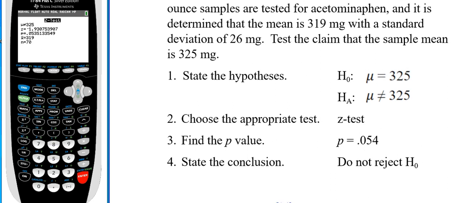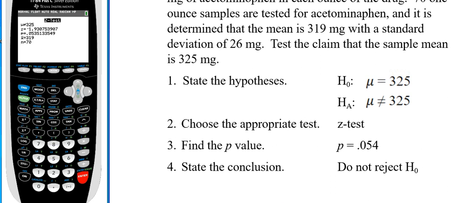Here's what this means. It means we have some evidence to show that the average maybe isn't equal to 325. But based on this, it's not strong enough evidence. So based on the evidence we have, we can't reject that idea. Okay, I have one last example, and then we will put our notes aside.